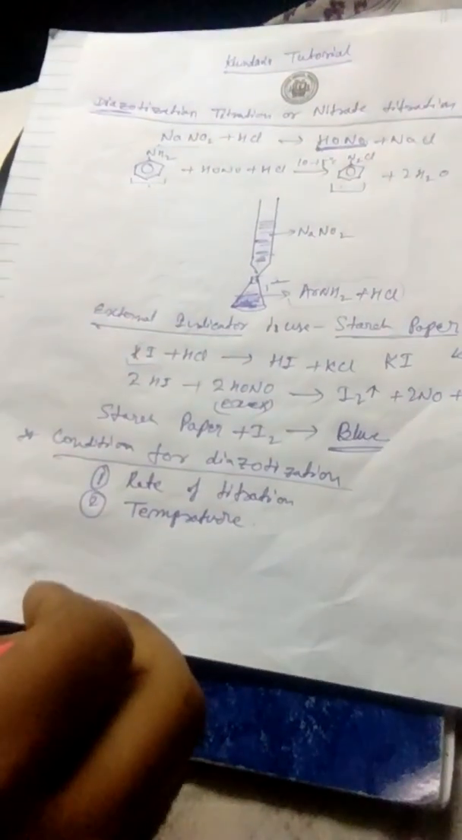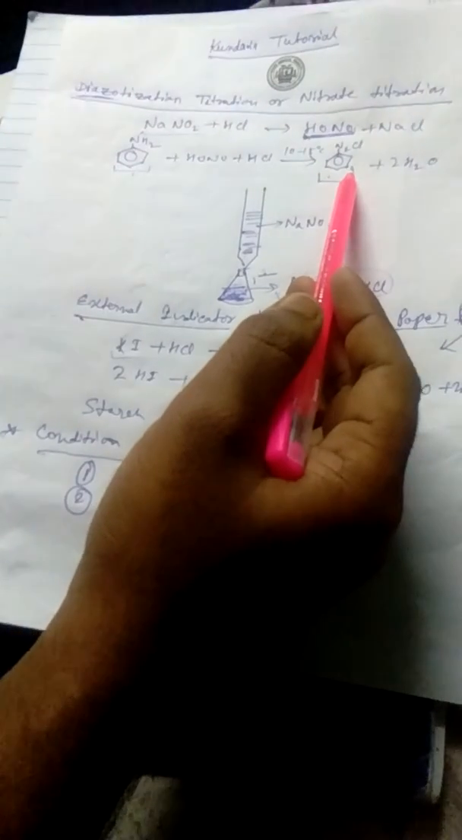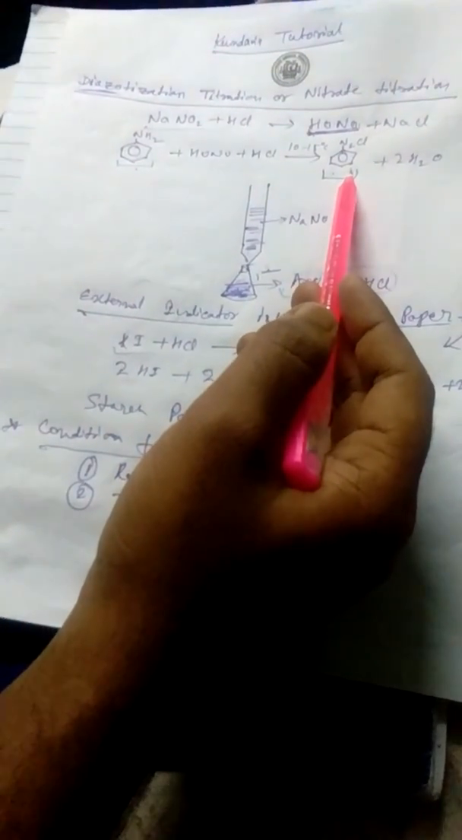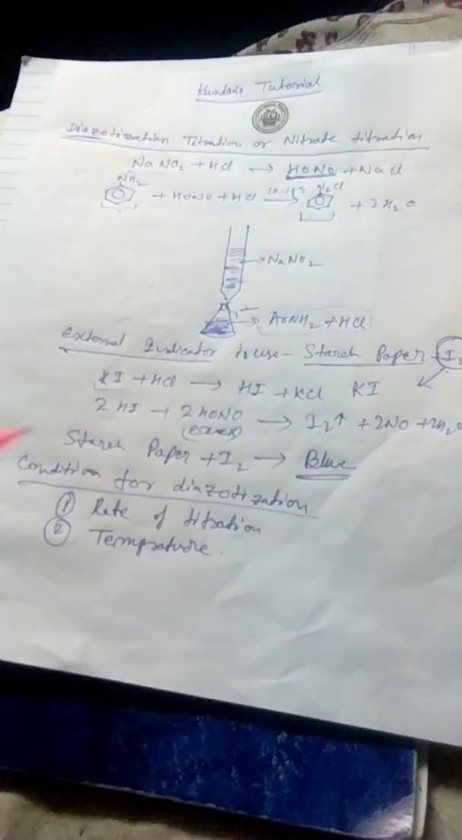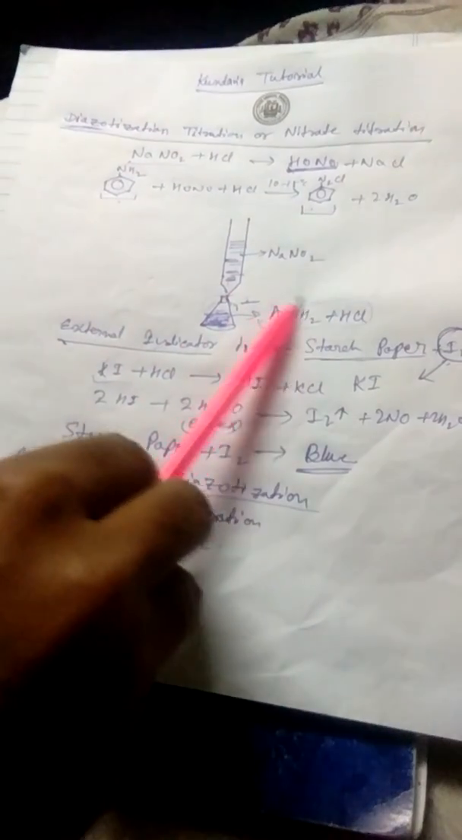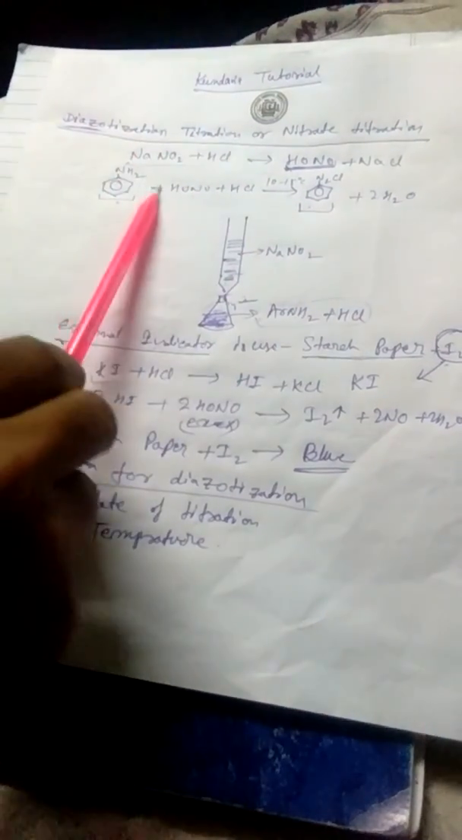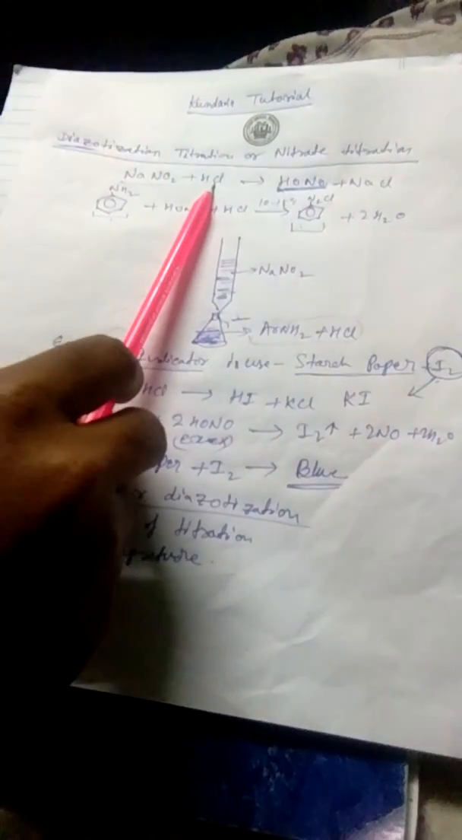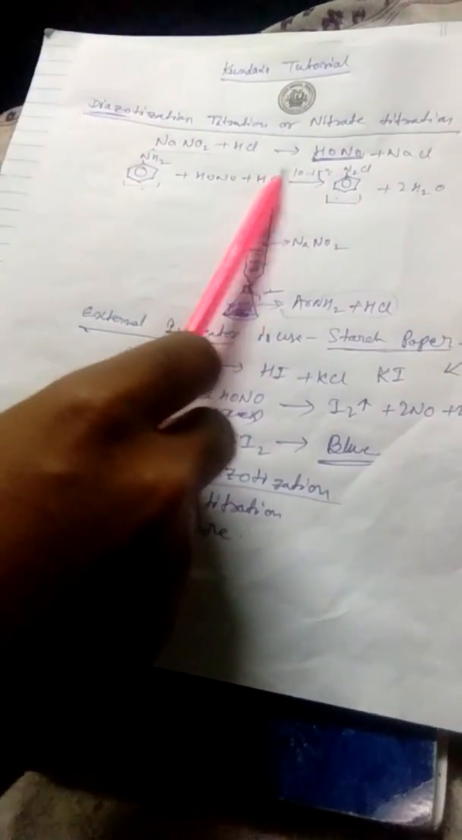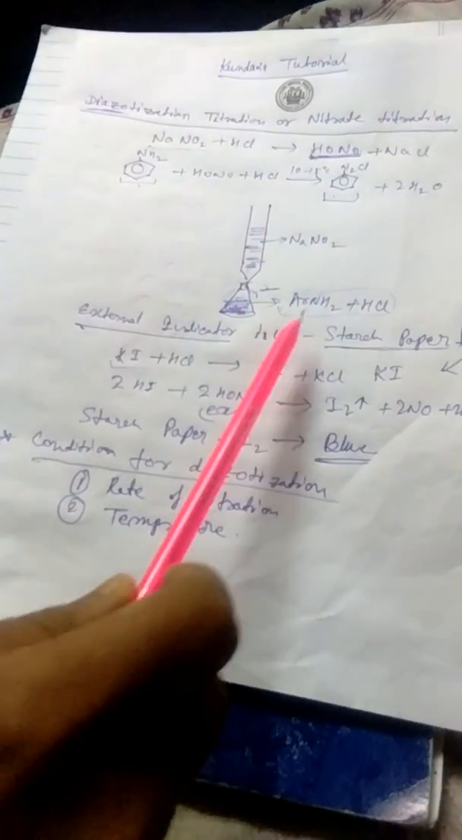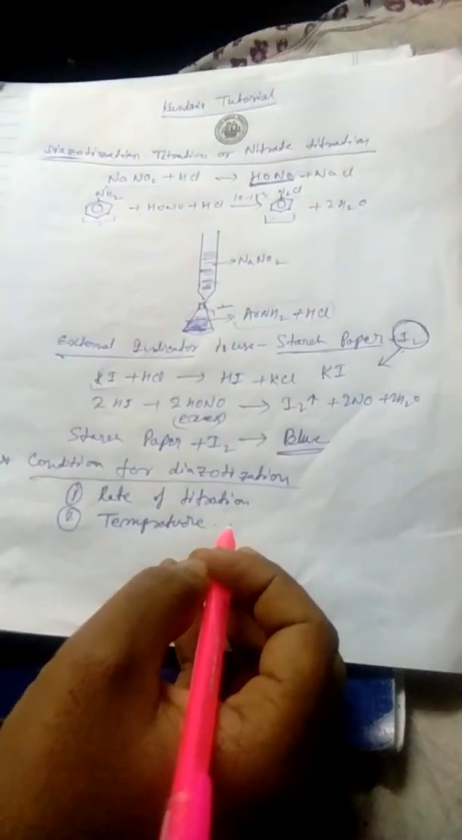So rate of titration. As we know, the salt produced during this reaction is not very stable. As we add this NaNO2 in this conical flask, it takes some time to react with the primary amine, because at first it will react with HCl. After the formation of HONO, this will react with the primary amine to produce the diazonium salt. This is called rate of titration.